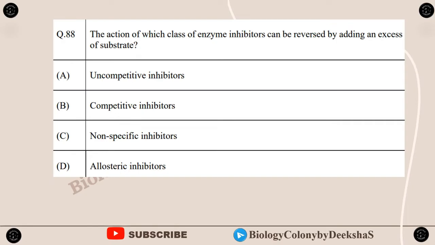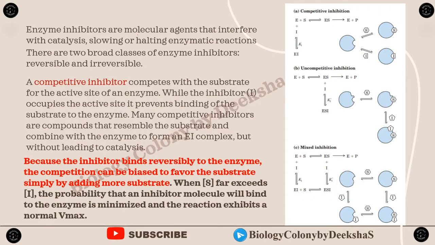Next we have, the action of which class of enzyme inhibitors can be reversed by adding an excess of substrate? Uncompetitive inhibitors, competitive, non-specific or allosteric? Well, the answer is competitive inhibitors. Enzyme inhibitors are molecular agents that interfere with catalysis, slowing or halting enzymatic reactions. These are of two types, reversible or irreversible. As the name suggests, reversible means the inhibition can be reversed, while in irreversible it cannot be reversed. So competitive inhibitor competes with a substrate for the active site of an enzyme.